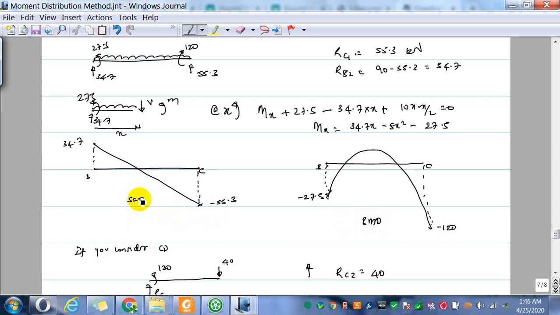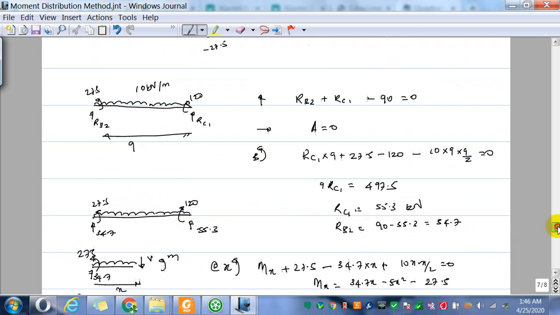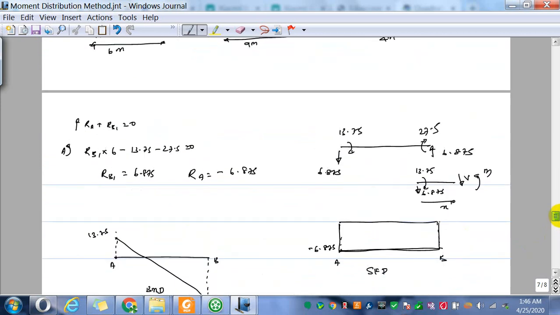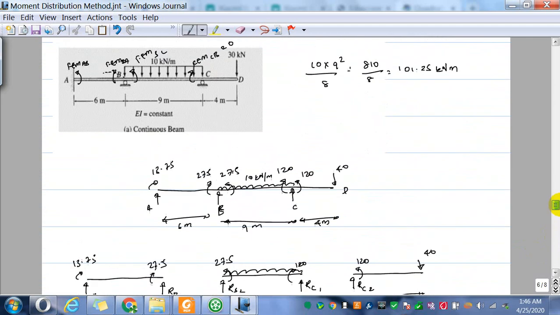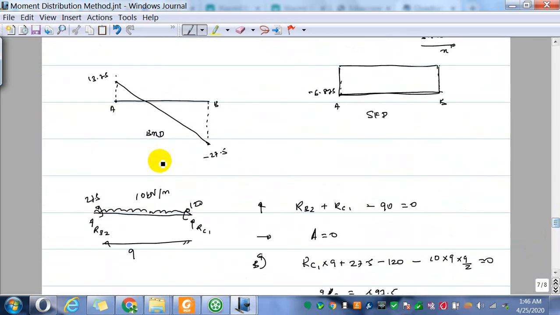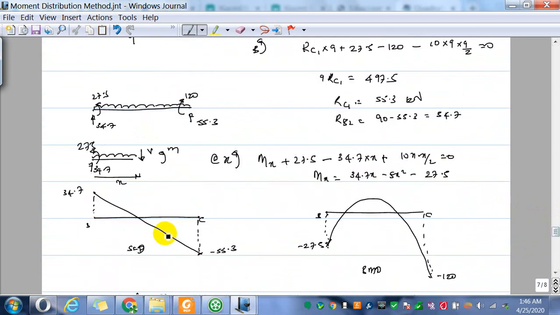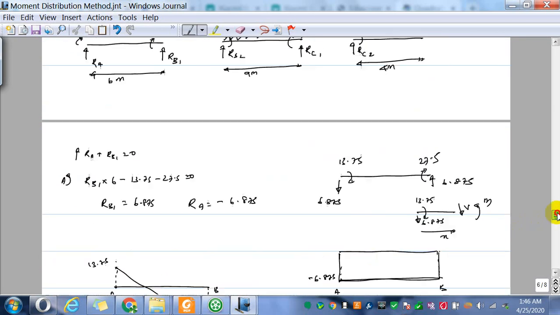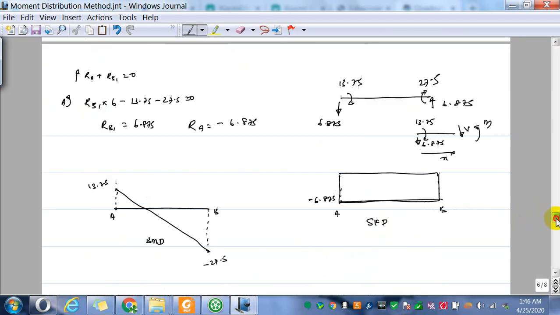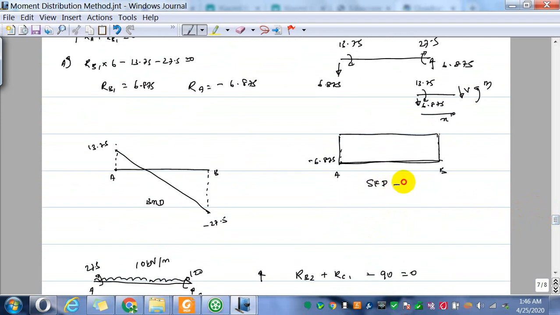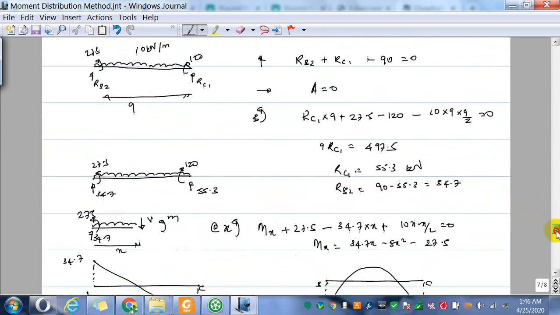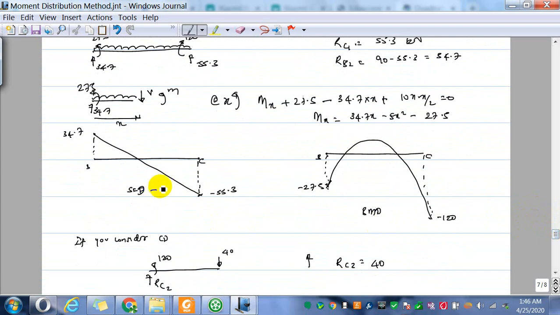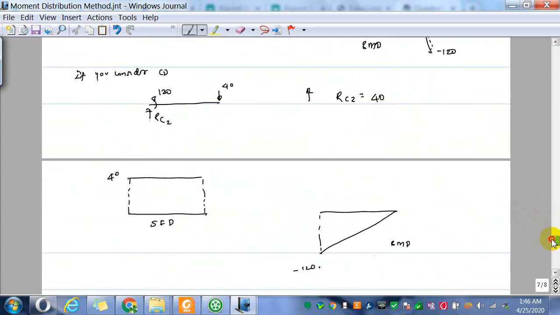Now if I want to plot the whole bending moment diagram for AB, the entire beam, I can simply merge. I can have this bending moment diagram plus this shear force diagram: SFD1, then SFD2, and SFD3.